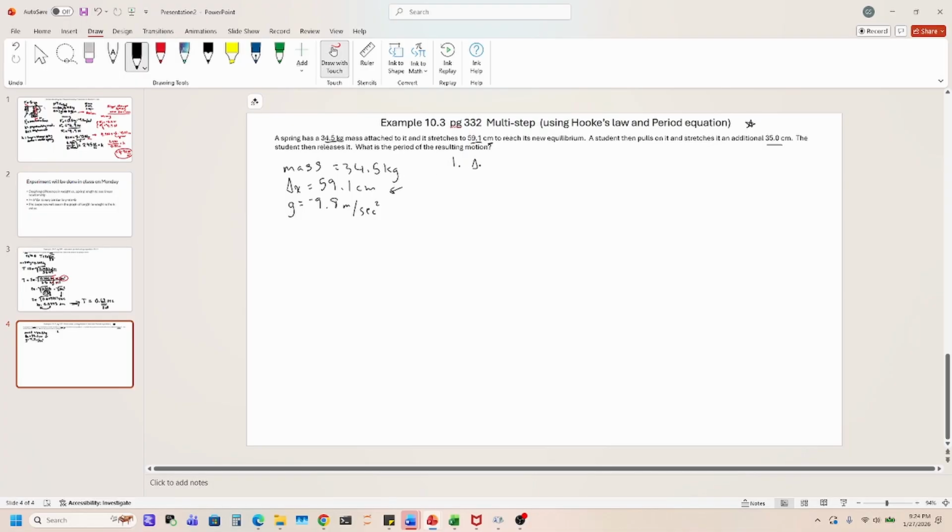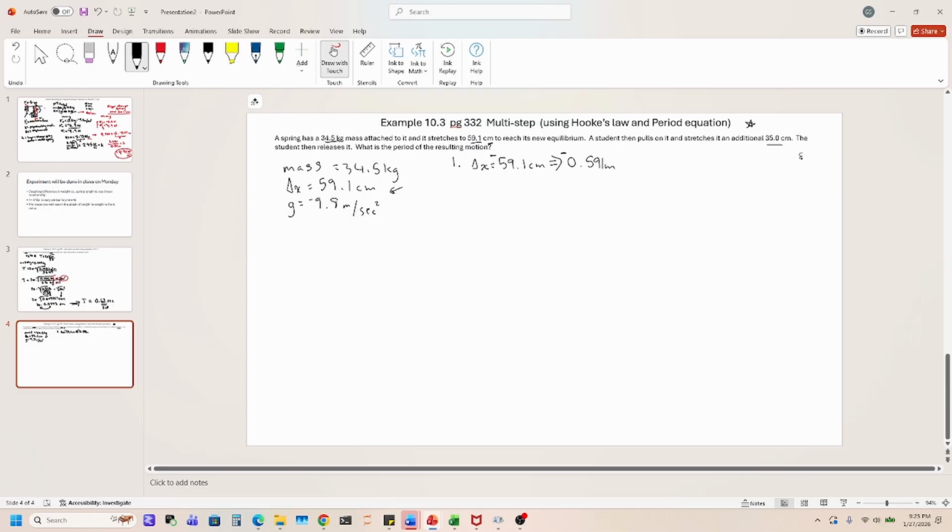So our delta x is 59.1 centimeters. We're going to convert that into meters so we can use it later. Cancel out nicely. So that ends up being 0.591 meters. There we go. And since your displacement is a vector and we are concerned about directions here, this needs to be negative. Because why is it negative? Because we are going in the opposite direction of the force that the spring is exerting on the object.